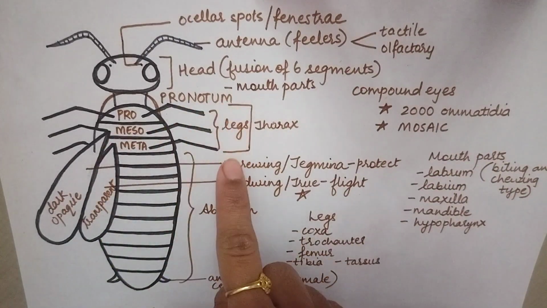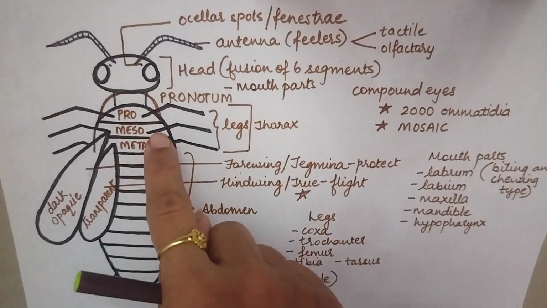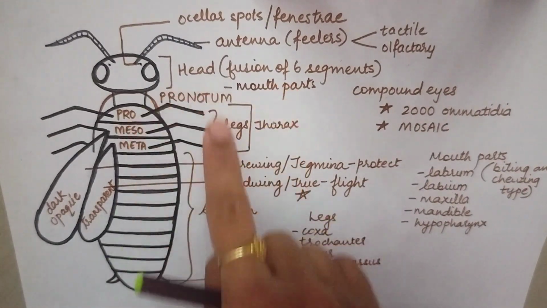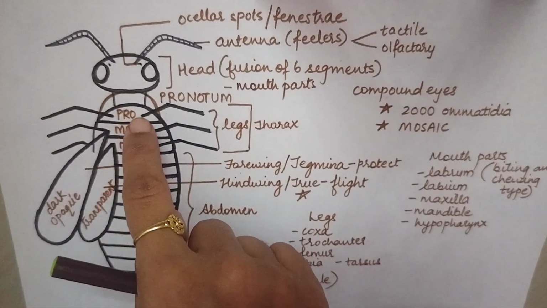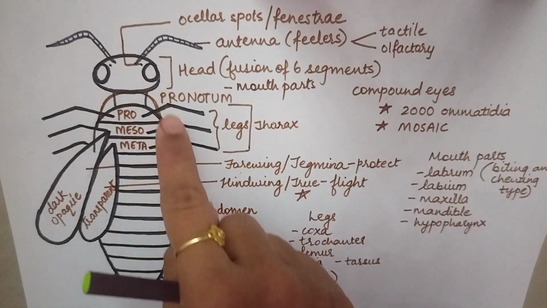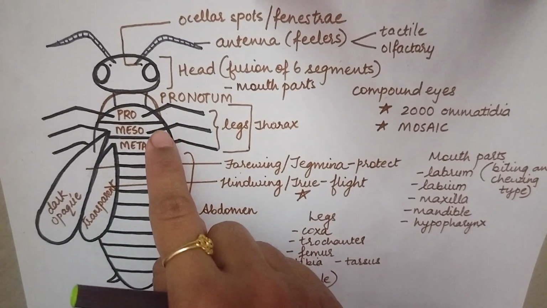Then we have the second segment, that is the thorax. It is formed by 3 segments: prothorax, mesothorax, metathorax. Each segment has 1 pair of legs. So there are 3 pairs of legs made up of 5 podomeres: coxa, trochanter, femur, tibia, tarsus. The tergum of the prothorax is extended, and it hides the neck. This structure which is formed is called the pronotum.